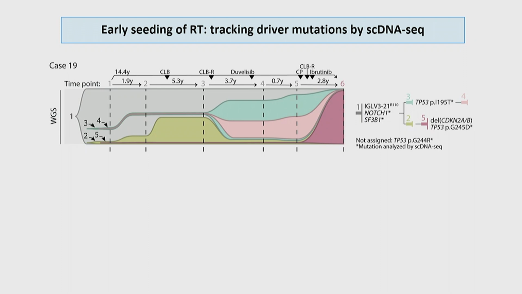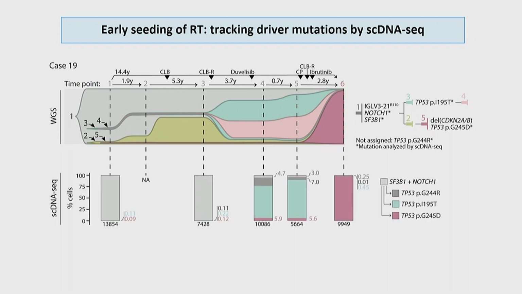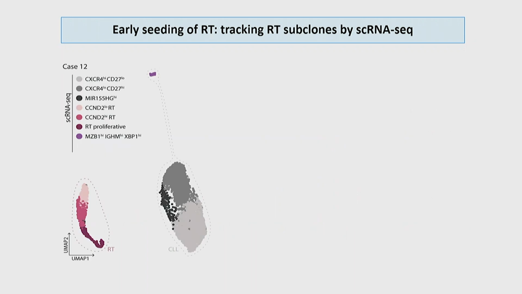So we used single cell analysis of these different time points. And what we detected is that both mutations, that are in different cells, in different clones, were already present 14 years before they expanded, at the moment of diagnosis, at 0.1% of the cells. So these cells with these mutations that expanded at time 4 and time 6, they were already detectable at the moment of diagnosis.